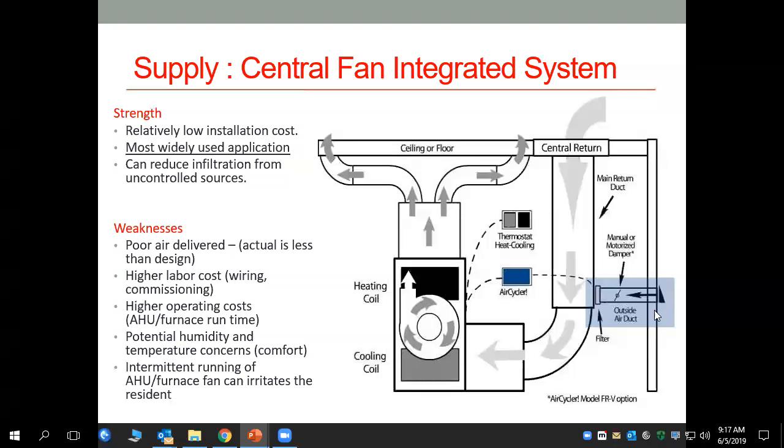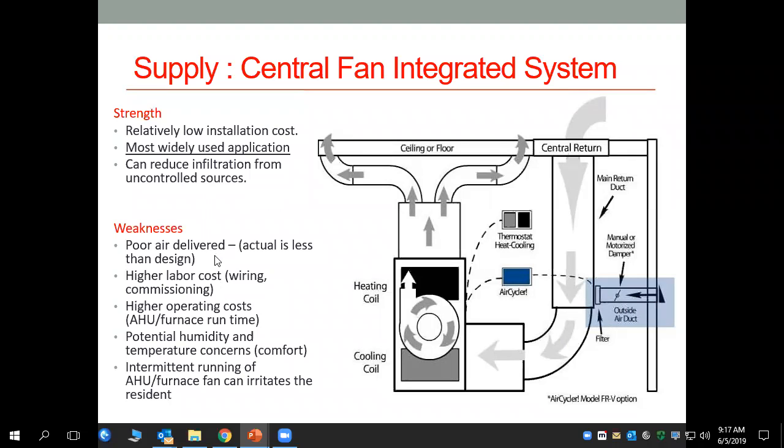You've got this big fan trying to pull this little bit of air in here. Your return is saying, okay, I'm going to get my air from here under the big arrow. The little arrow, it's not smart enough to say, I need this amount of air. It's a low cost, widely used application, and it can reduce infiltration from uncontrolled sources.